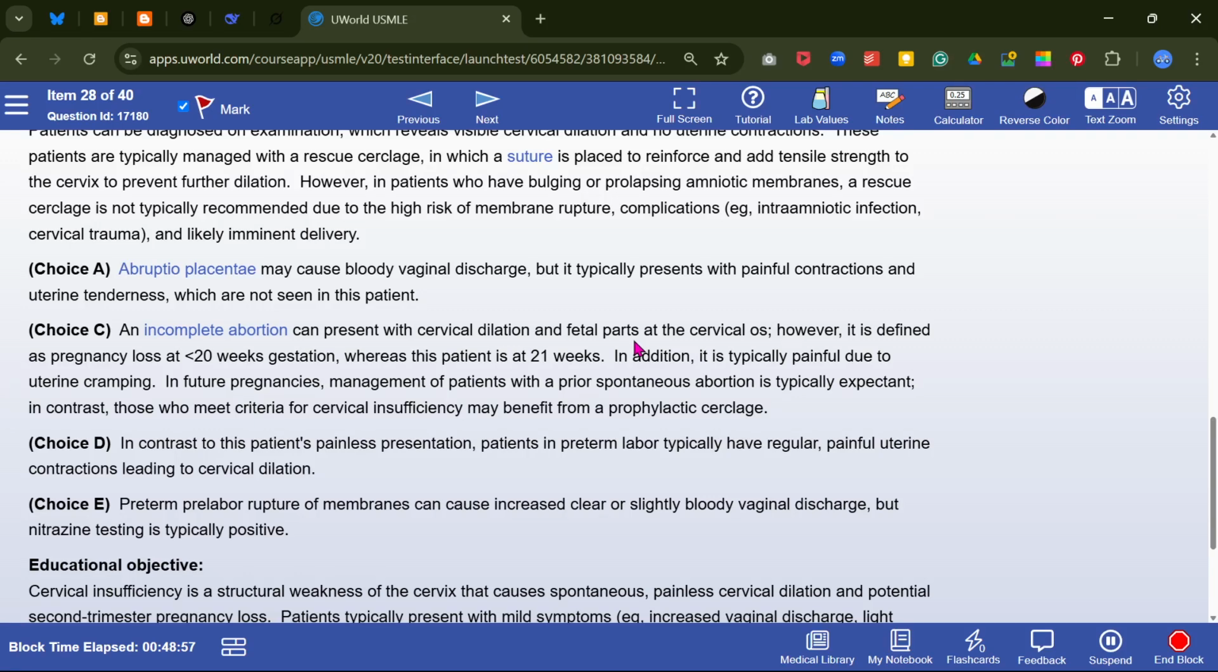Option D: in contrast to the patient's painless presentation, patients with preterm labor typically have regular painful uterine contractions leading to cervical dilatation.